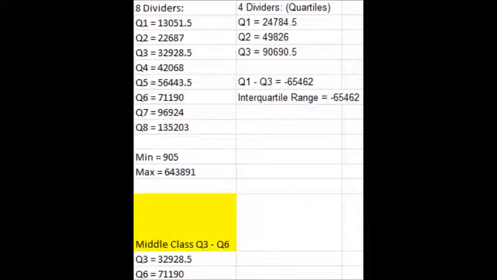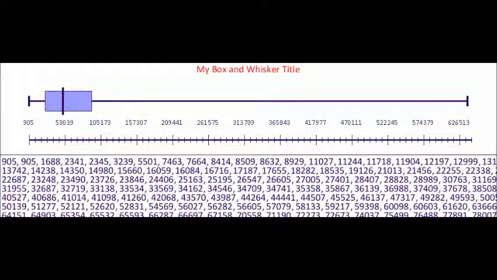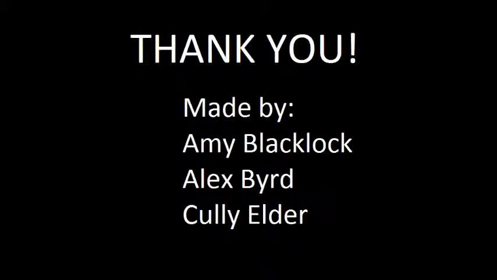What this means for our economy is that, as the box and whisker plot showed, there is a vast difference in what is considered lower class and what is considered upper class. Something interesting to note about the box and whisker plot is that the right and left sides of the middle class, although they are quite different in size, they have the same amount of data in them.